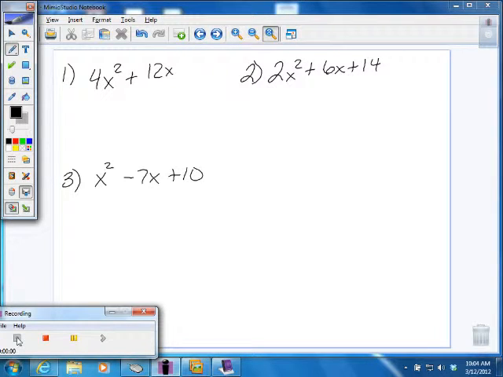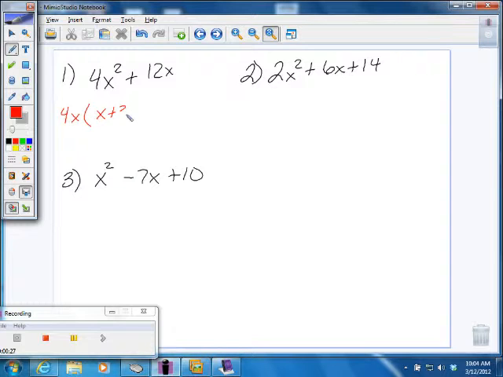All right, let's take a look at the bell work here. The first two, all we're worrying about here is factoring out the GCF. Okay? So, greatest common factor. What's the biggest number that goes into 4 and 12? 4. So I pull out a 4. Any variables? X. So, what do I get in the parentheses when I factor out a 4x?